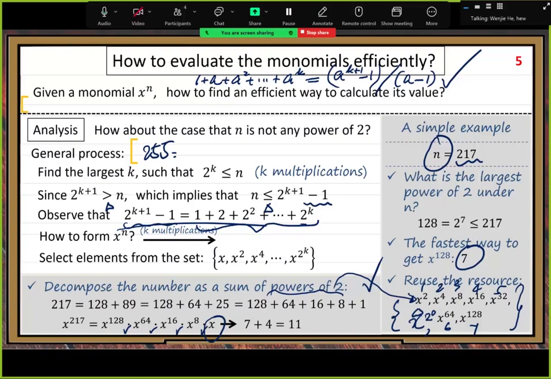If we need to represent any number less than or equal to 255, our resource pool is sufficient. This resource pool is sufficient to represent any number less than or equal to 255. Use the terms inside this pool. For example, 250. We can select certain terms in this pool, put them together, and we get 250. Any number less than or equal to 255.